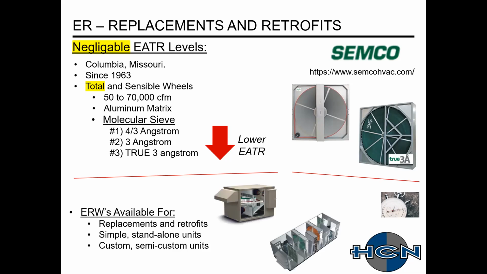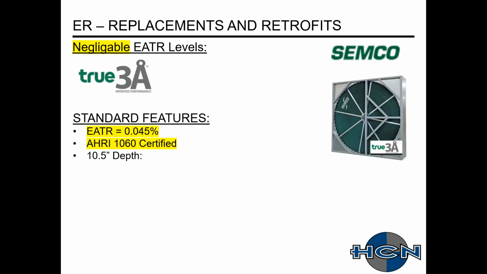And then also, Semco has energy recovery wheels available for replacements or retrofits, simple units, as well as custom and semi-custom units, all right? And then, like I said, we'll focus on the true 3A angstrom energy recovery wheel to achieve that negligible exhaust air transfer ratio. So standard features of this true 3A wheel: our exhaust air transfer ratio is 0.045%. This is obviously less than 1%, less than 1/10%. The wheels are ARI certified. They only come in a 10.5-inch depth.